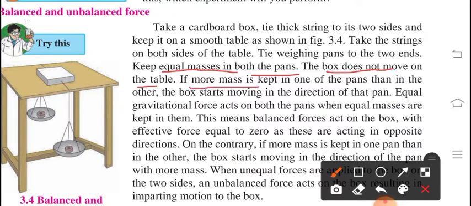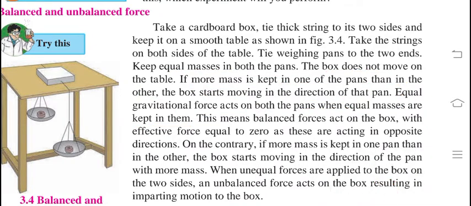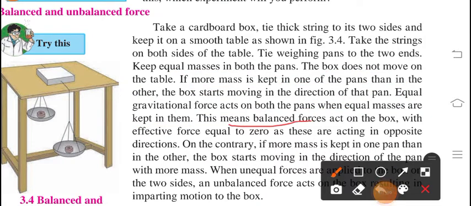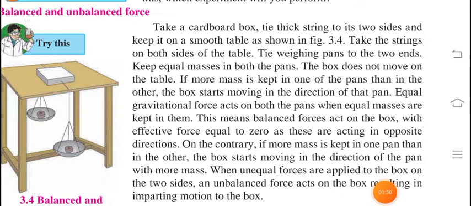If more mass is kept on one side of the pan than the other, the box starts moving in the direction of the pan. Equal gravitational force acts on both the pans when equal masses are kept in them. This means balanced forces act on the box with effective force equal to 0, as these are acting in opposite direction. What is the meaning of this?